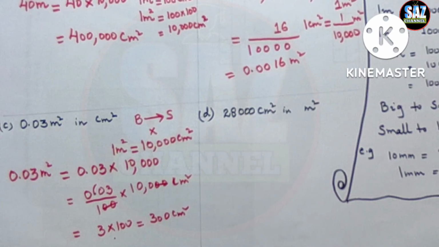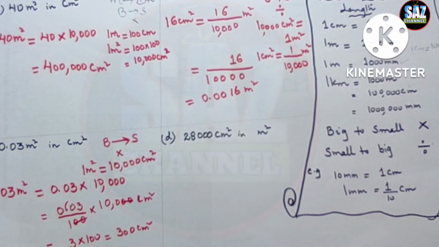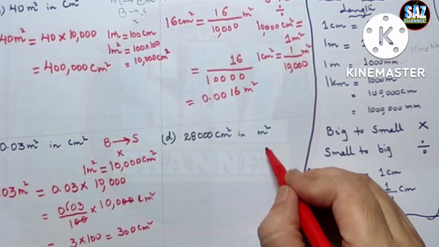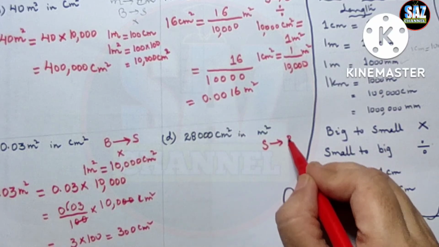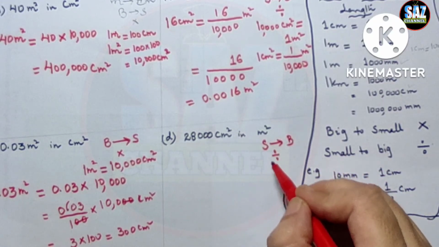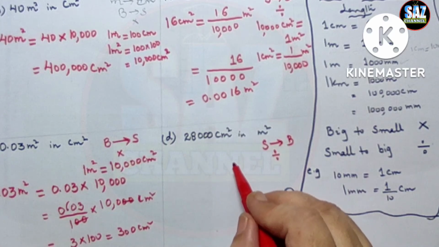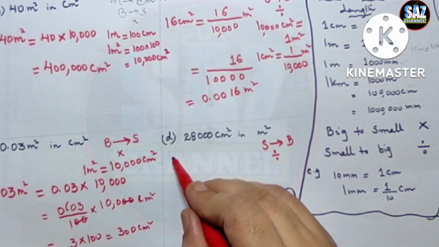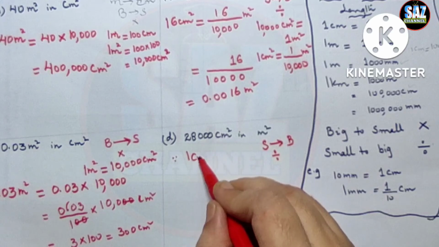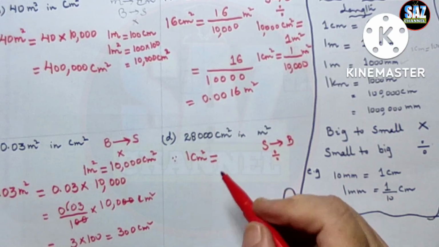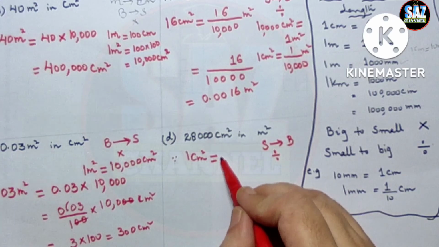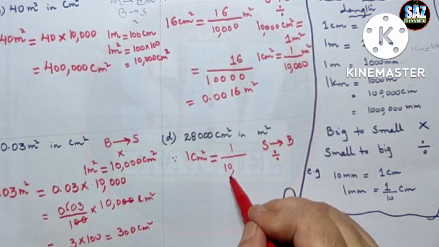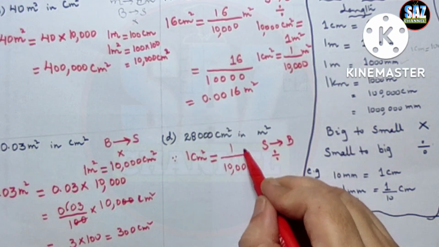And moving to the next question, and that is 28,000 centimeter squares into meter squares. Again we have to convert small to big. Small to big means we have to divide. And now recall the rule that 1 centimeter square equals how many meter squares? That is 1 over 10,000 meter squares.